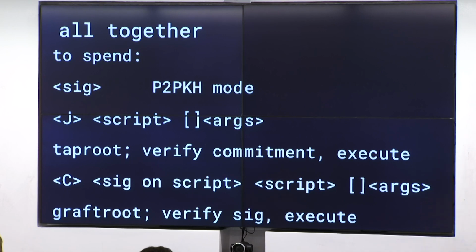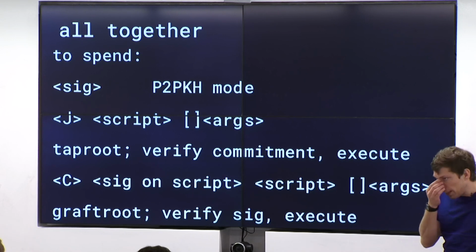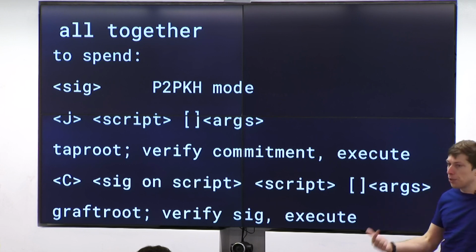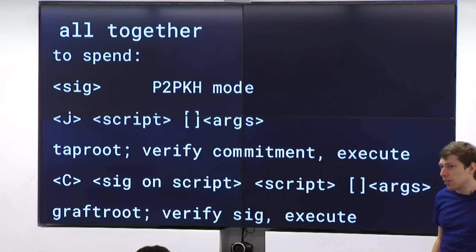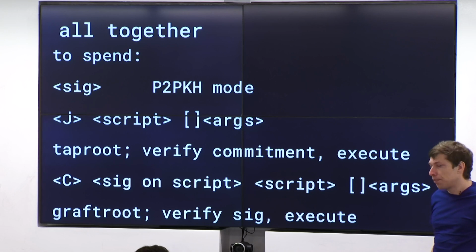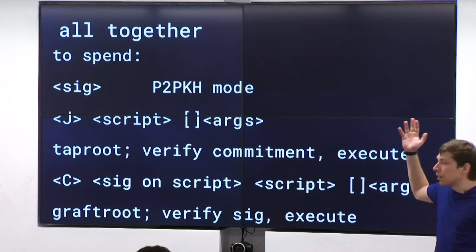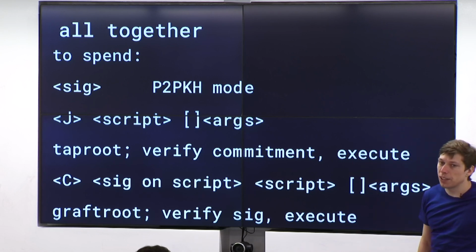But anyway, it's kind of nice in that when you send to an output, you send to an address, all the addresses look the same. They just look like public keys. But they could be any of these things. And you only find out after the fact.